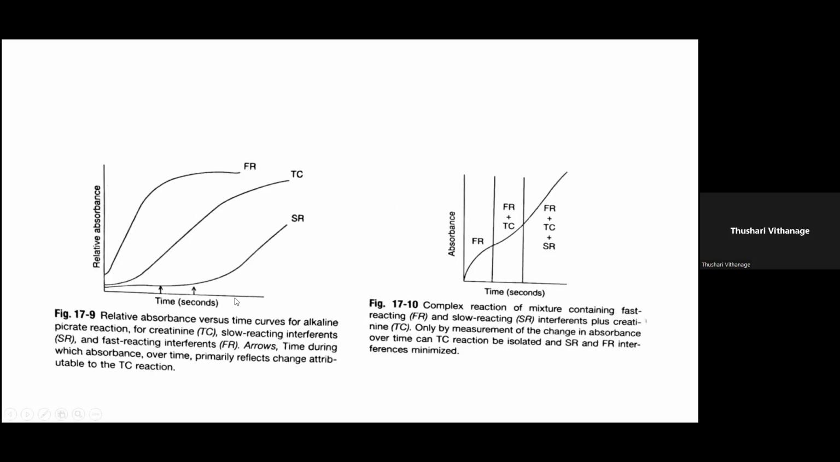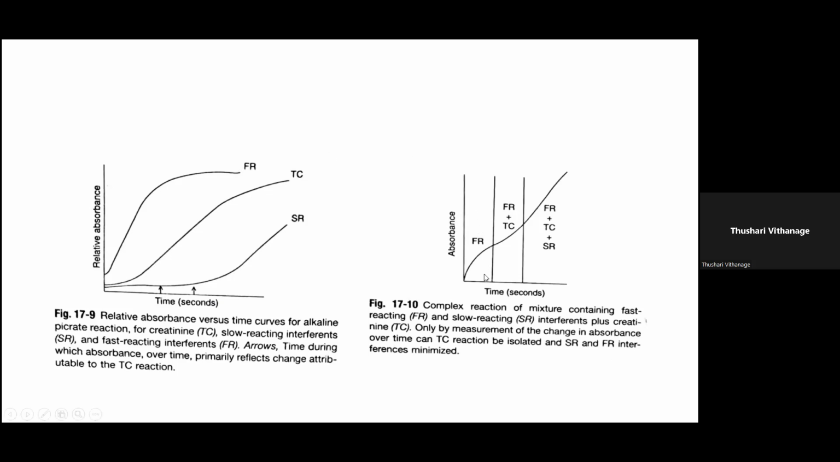Here we can see time versus absorbance for the creatinine. This is for the creatinine, and these are the slow reactants, and this is for the fast reactants. If we take readings during this time period, we can mostly avoid slow reacting and fast reacting interferences.